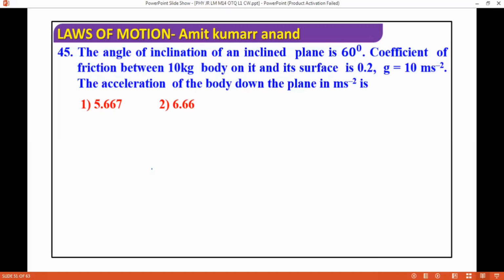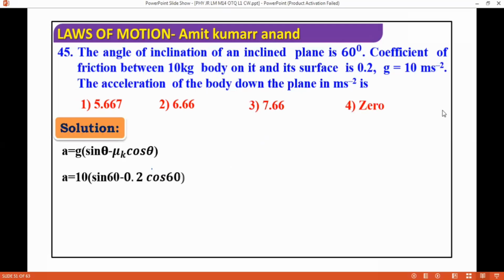On its surface, this is the acceleration of the body. I already explained this concept. You have to consider friction again. I'm showing the calculation part here. This value comes as g sin theta minus mu k cos theta, or g sin theta minus mu g cos theta. You can put in the values and get the acceleration. Otherwise, if you know the concept, you can easily do the basics.